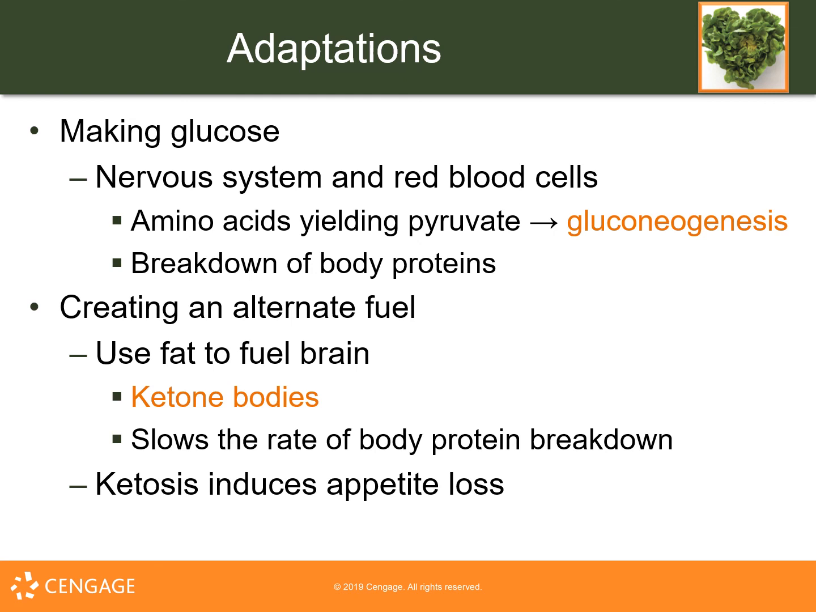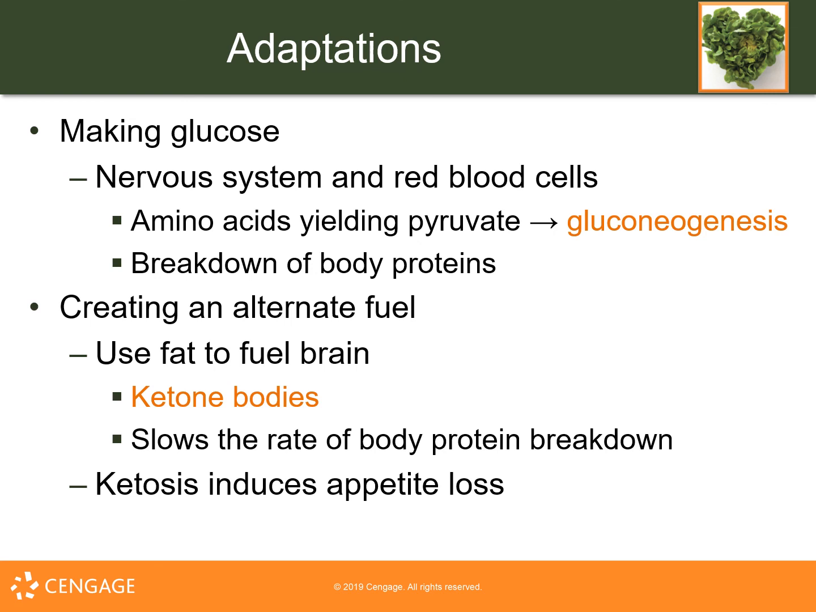When the body shifts from fed to fasting, the body relies heavily on glycogen and fat stores for energy. Remember, red blood cells and the brain need glucose for energy. To get glucose during a fast, amino acids that yield pyruvate are used for gluconeogenesis, in which case you have a breakdown of body proteins.